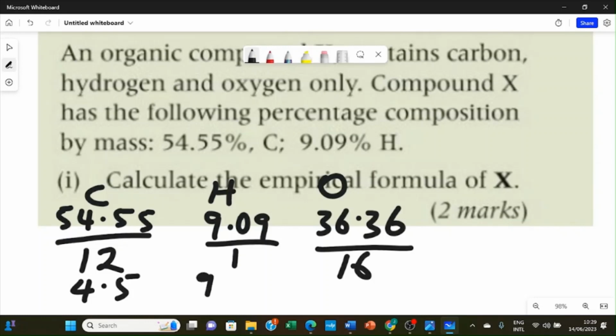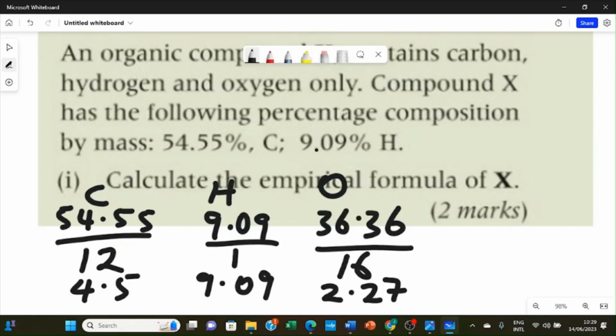Then you have 9.09, which is 9 divided by 1. Then the next one is 36.36 divided by 16. Use your calculator. So you have 2.27. So the next thing to do is what? Divide both sides by the smallest.